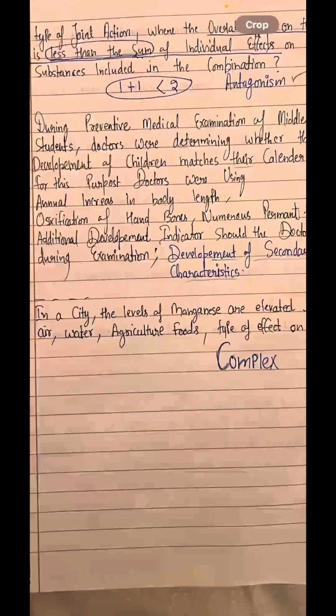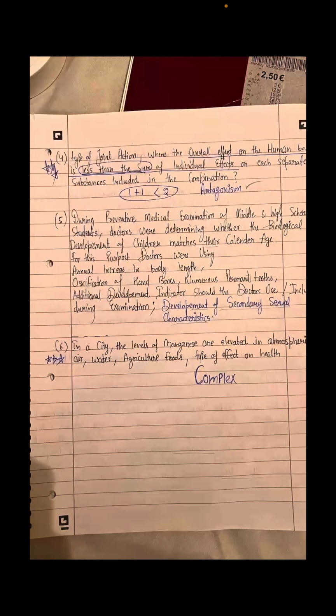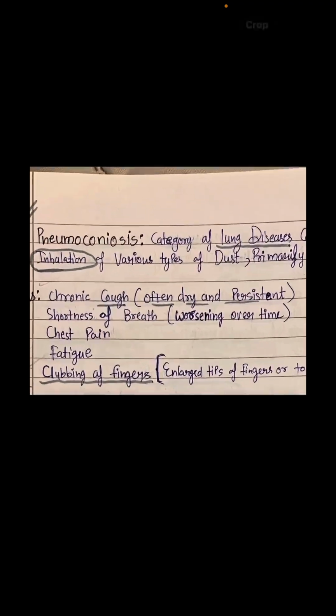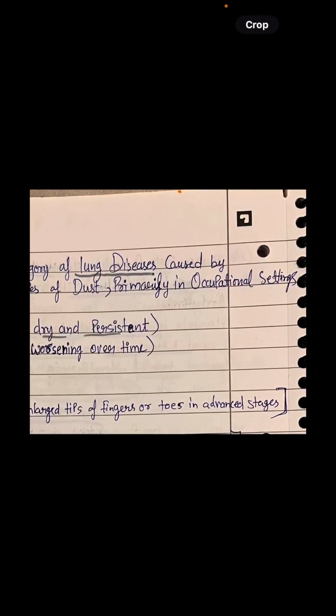So about manganese, question number 6, we have talked that the effect of manganese over the population is complex. Next is pneumoconiosis. This is the category of lung disease which is caused by the inhalation of various types of dust, primarily in occupational settings. So some workers are working in coal mines or some harsh environments where they are prone to inhale different sorts of dust.